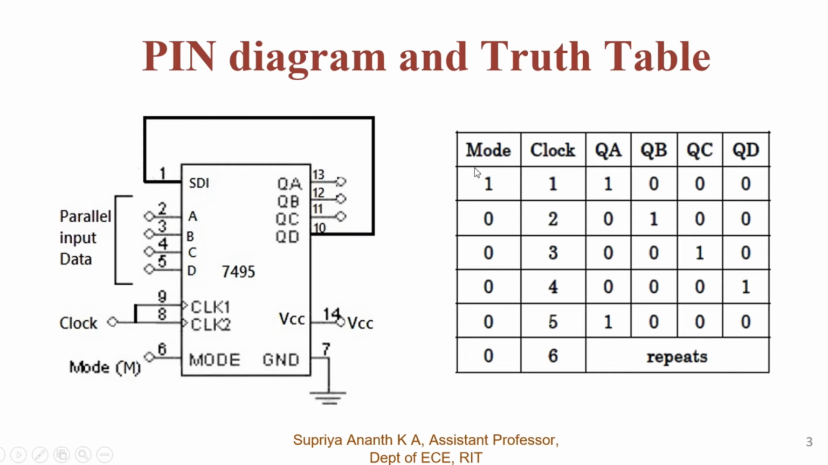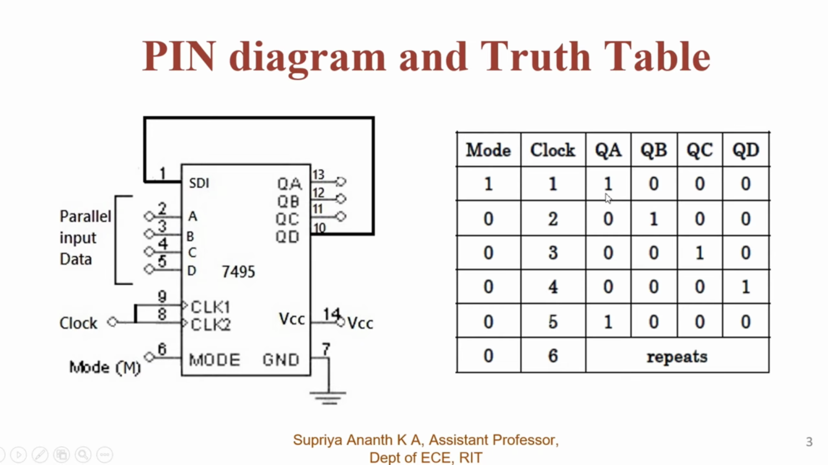We need to make the mode 1 at the beginning and give the clock pulse. So the data at the beginning will be showing the previous state. Once you set the value for the parallel input line, we can verify the value. You can observe here the value is being shifted for every clock pulse.